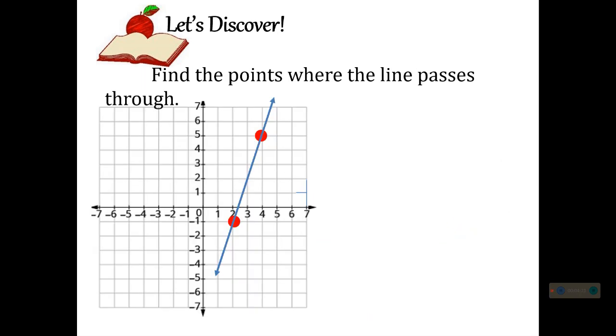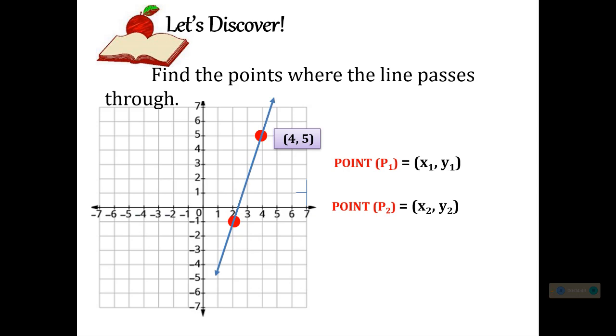Okay? So, let's discover. Find the points where the line passes through. Okay? So, we have here the first point to be used as x sub 1, y sub 1. And we have here the second point that we have to use as x sub 2, y sub 2. So, what will be the ordered pair here in our given point? So, the point here above at the upper right. So, we have here, yes, (4, 5). Okay? Then, the second point here on the lower right, we have here, yes, that's correct.